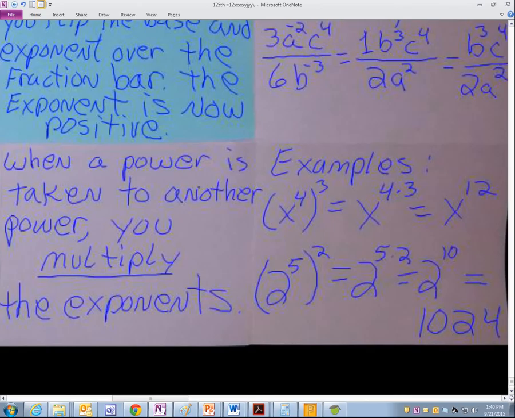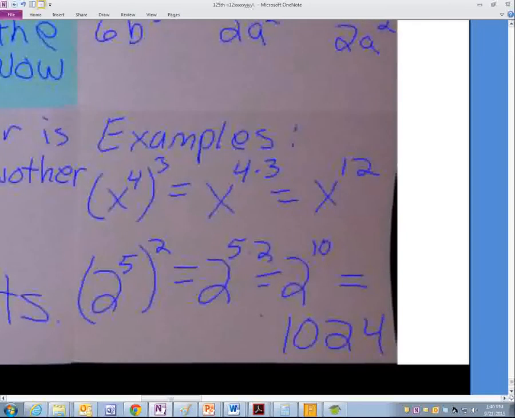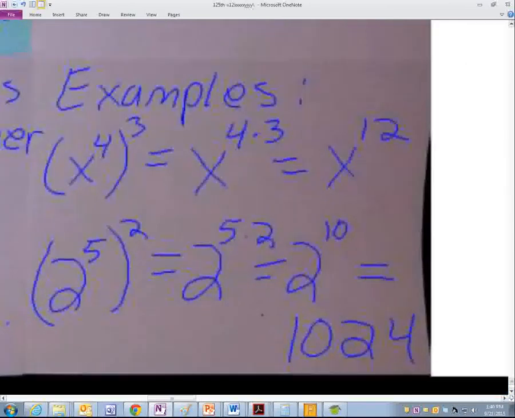For example, we have x to the 4th to the power of 3 is equal to 4 multiplied by 3, equal to 12, and then to the 5th squared.